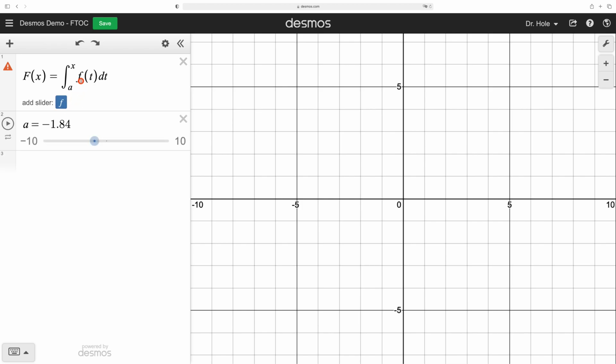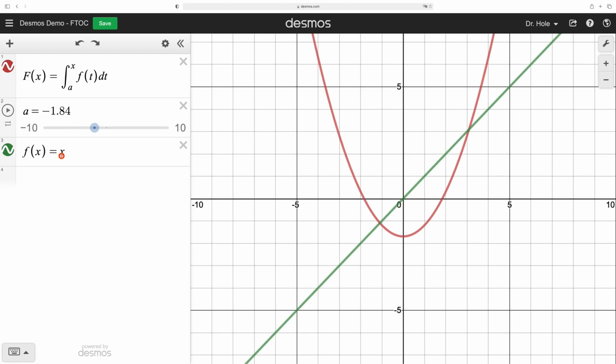And for f, I'm going to make a definition of integrand f as x, so linear x. And you might know that when you integrate x, you get x squared. So Desmos has plotted out, in red, x squared plus a constant. And then the constant depends upon the choice of a, since capital F here is defined as a definite integral.